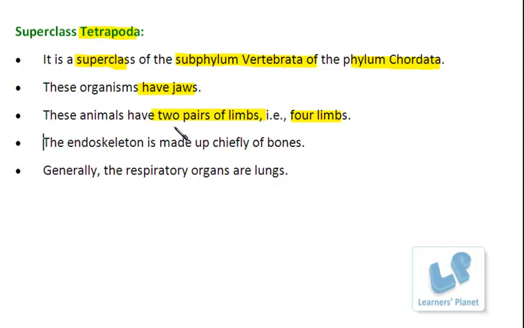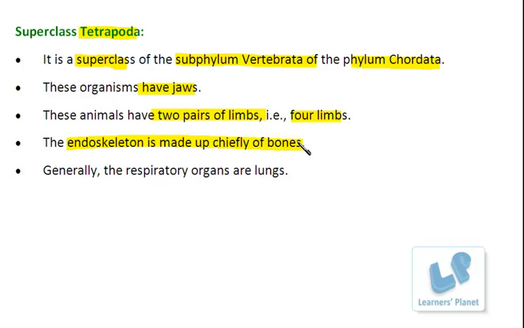In the case of the Pisces group, you remember what is present which supports locomotion in those organisms? They have fins. So instead of fins, in this superclass, 4 limbs are present. Besides this, the endoskeleton is chiefly made up of bones. Chiefly made up of bones means what? Of course it is made up of bones, no doubt in that, but it is also supported with different types of connective tissue, like cartilage, tendons, ligaments, and so on.